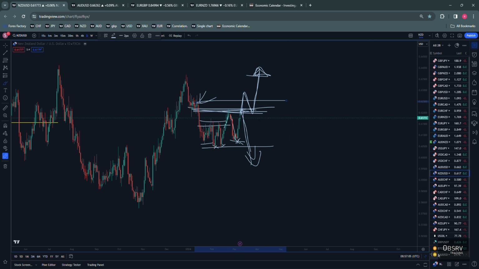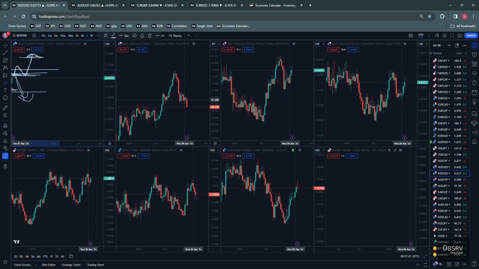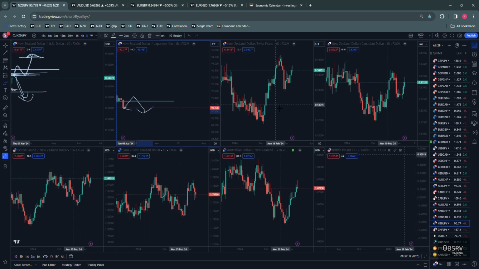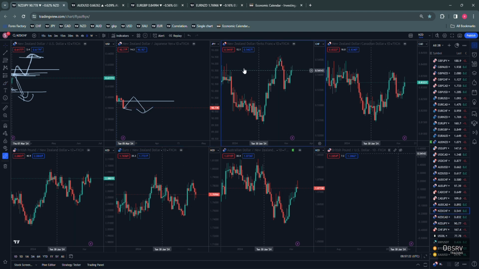All right. Kiwi yen, of course, looking for yen strength. We've gone through this. We're going to want to see a pullback to continue to go lower. Kiwi Swiss franc, we've discussed this while discussing Swiss franc.